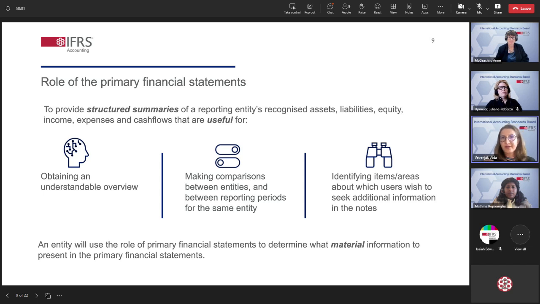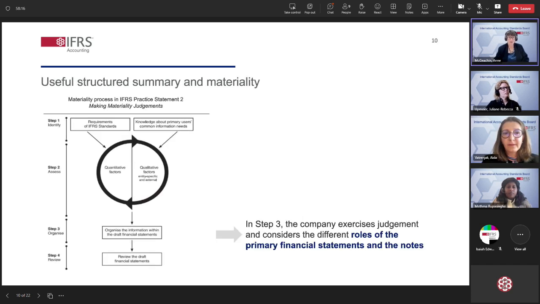Thank you. And so clearly there's interaction here between concepts of materiality and useful structured summary. And do you want to maybe walk us through and take a bit of a closer look at this? Sure. So this slide shows a diagram that comes from practice statement 2, making materiality judgments. So steps 1 and 2 explain how an entity identifies material information. Step 3 is then about organising that material information to communicate effectively in the financial statements.